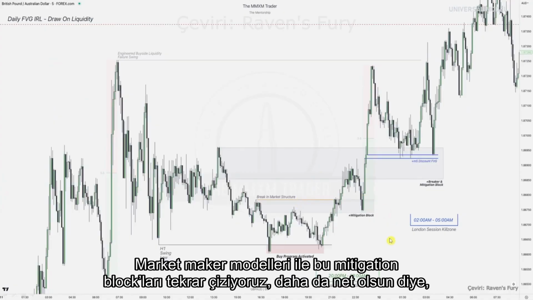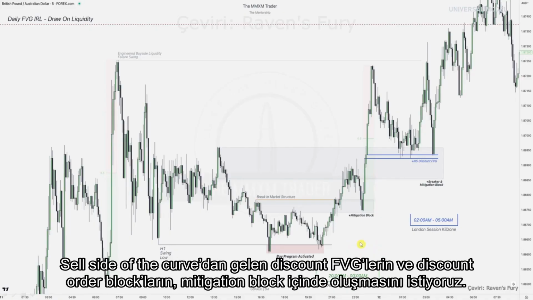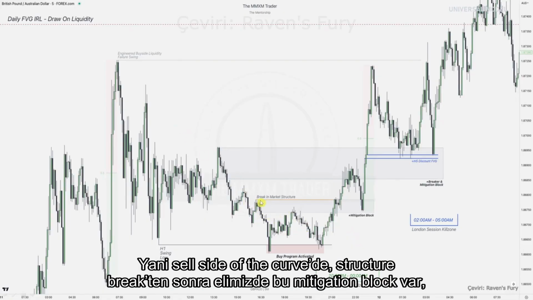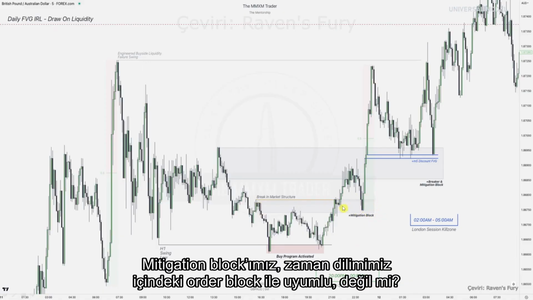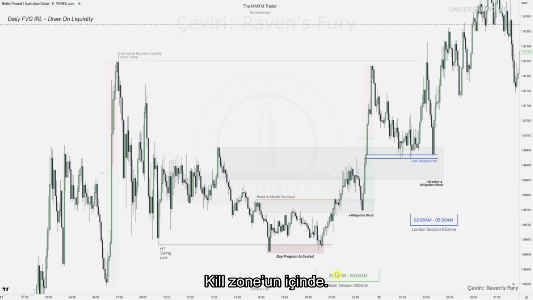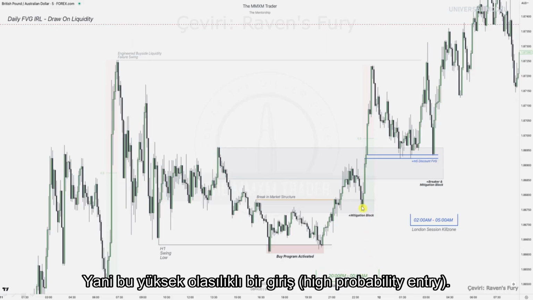With the market maker models, we're outlining those mitigation blocks once again to make it even more clear, right? We want those discount fair value gaps, those discount order blocks to form in our mitigation blocks from the sell side of the curve. So sell side of the curve, we've got this mitigation block after that break of structure, right? So our mitigation block is in line with that order block inside our time zone, right? Inside our kill zone. So that's a high probability entry.